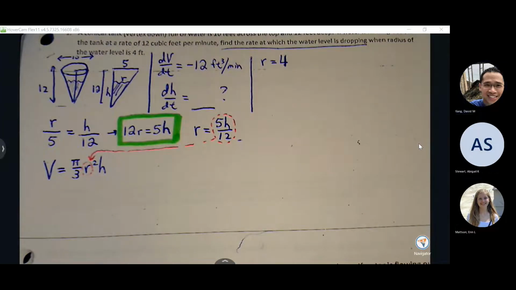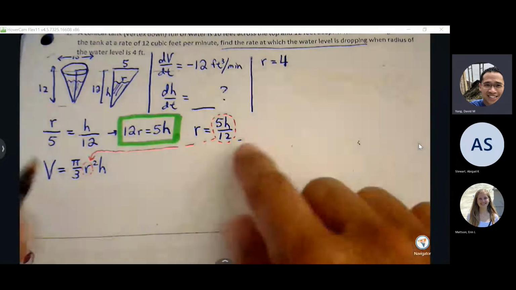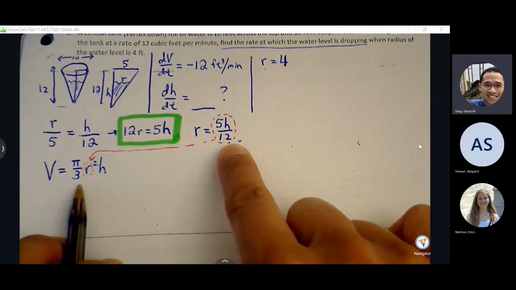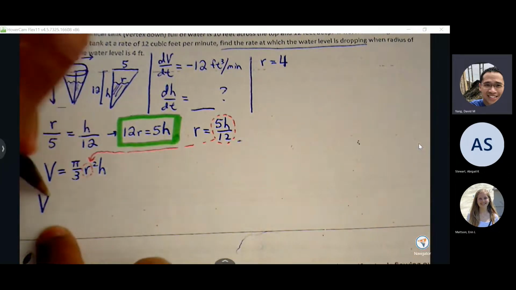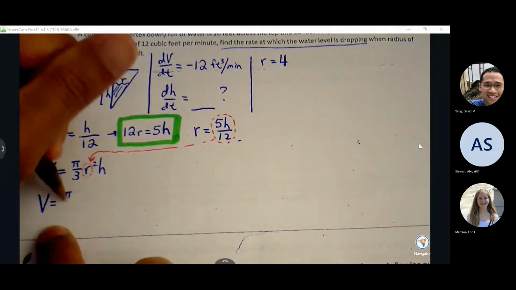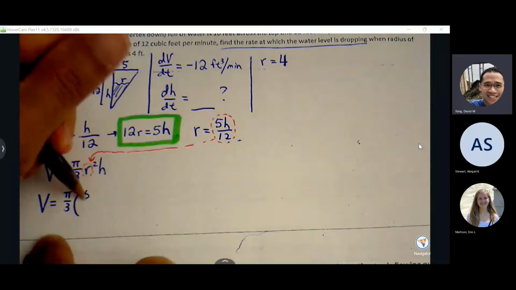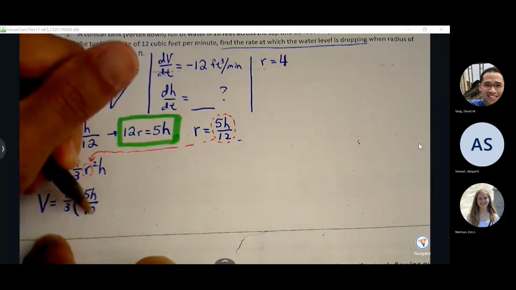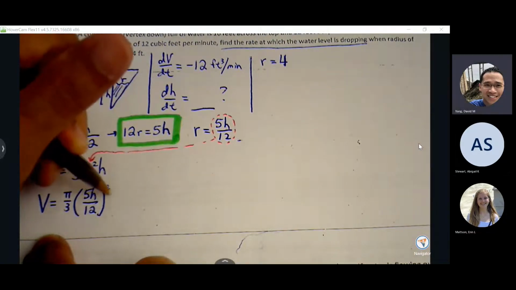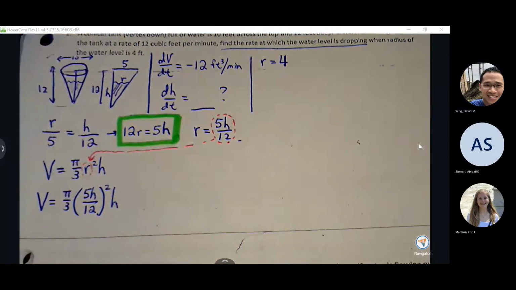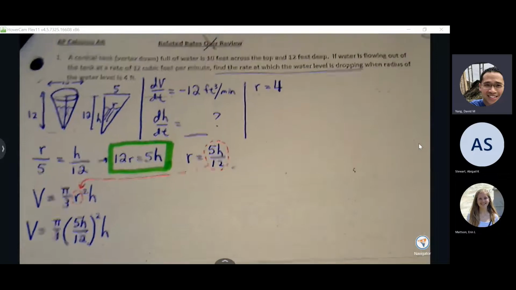Okay, so now we know the algebra that's ahead of us. We want to get our volume equation cleanly in terms of h. Okay, so V equals pi over 3 times, replace r with 5h over 12, squared, times h. We're just working through the homework from yesterday.